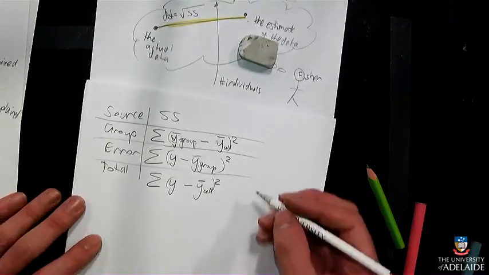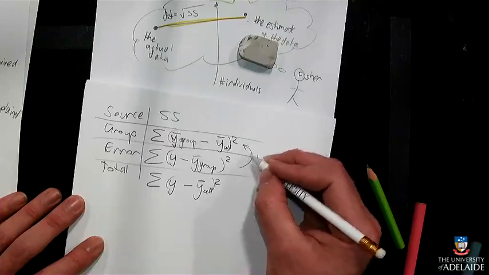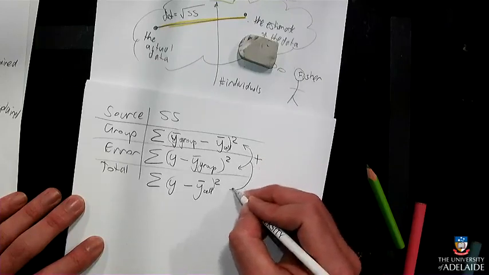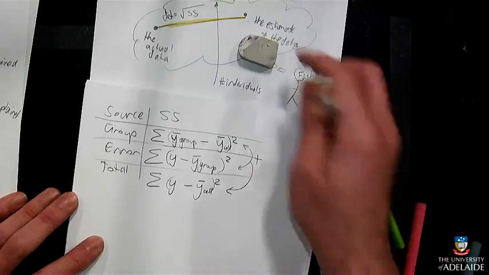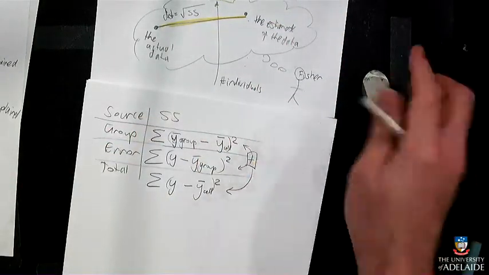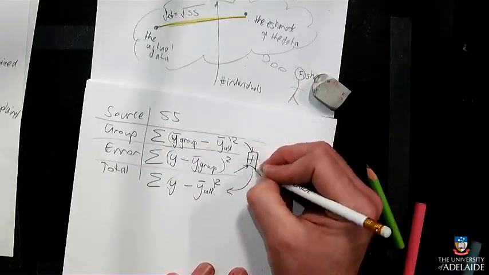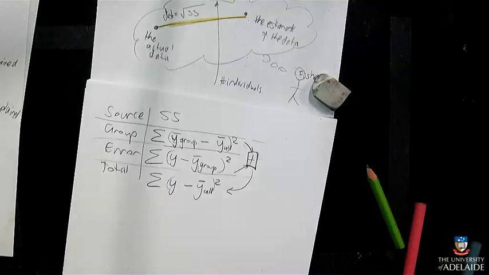And we know that this plus this comes out to this. If I add these two together, it comes out to this answer. We know that. Okay.